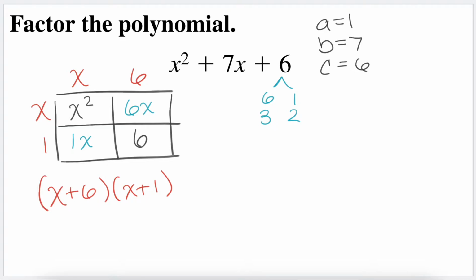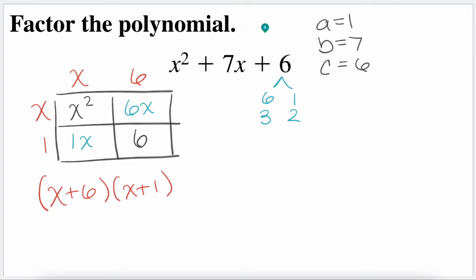And you can always double check this by multiplying, right? X times x is x squared. Then we have a 1x plus 6x, which will give us 7, and then 6 times 1 will give us 6. Okay, so this is your final answer. That is how you would factor these. These would be the factors. X plus 6 and x plus 1 would be the factors of this polynomial.